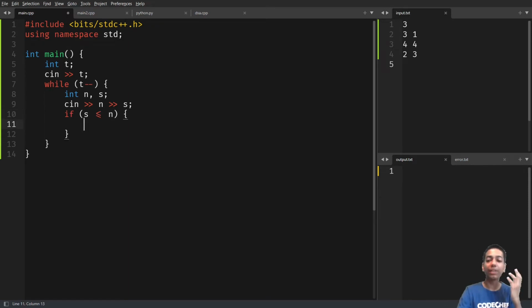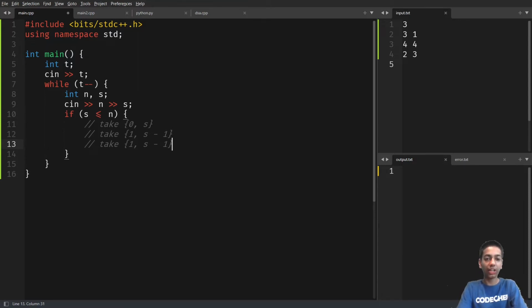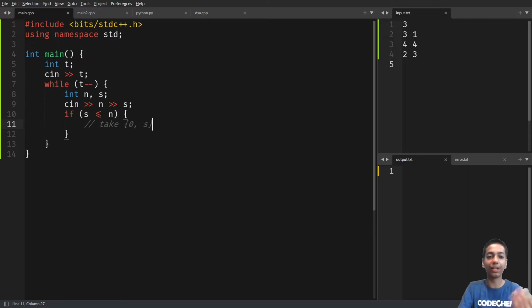Right, in this case what's happening is that you can simply take 0 and S. Now why? Well, this is because 0 and S sum up to S. We are assuming the case that S is less than or equal to N, so both of these values are between 0 and N. And if you carefully see, taking 1 and S minus 1, or taking 2 and S minus 2, although they all sum up to S, you brought the two integers closer. That's not what we want. We want to keep them as far as possible. So we get 0 and S. In this case, obviously the difference is S.